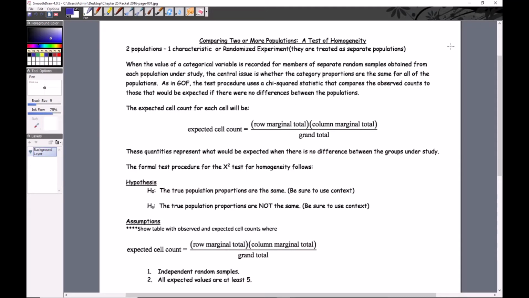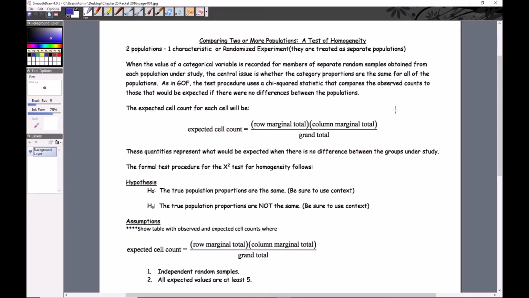We're going to move into these two tests, and rather than a single categorical variable like color for M&Ms or color for Skittles, we're going to be looking at an interaction of more than one categorical variable. In the first one, we're going to be looking at two populations and one characteristic. So that would be a chi-square test of homogeneity.